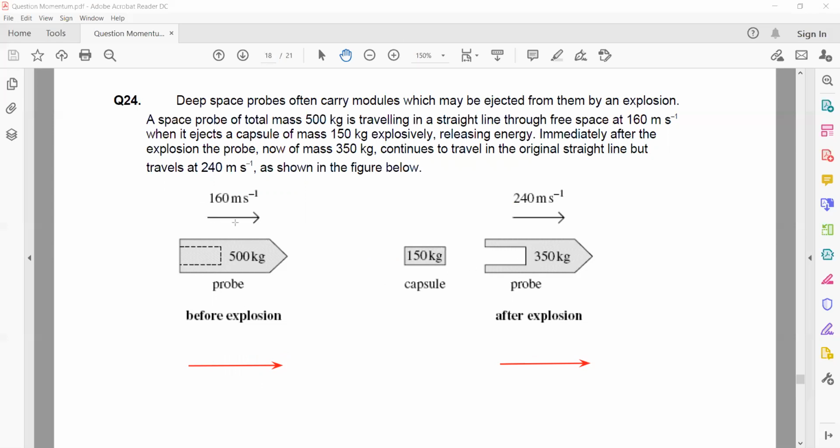So what happened as the capsule moves backward? To have the same resultant momentum towards the right hand side, the probe should move with a higher speed. The probe should move with a higher speed to have a resultant momentum towards the right hand side. This is in terms of conservation of momentum.